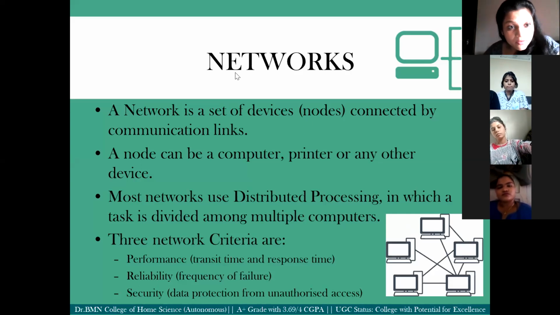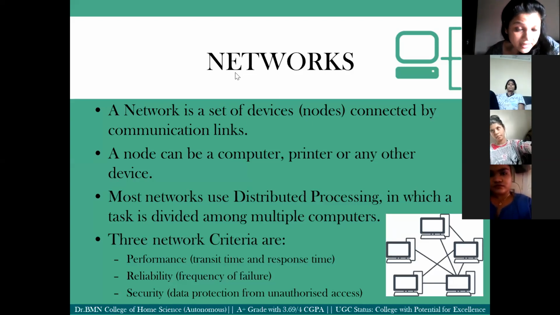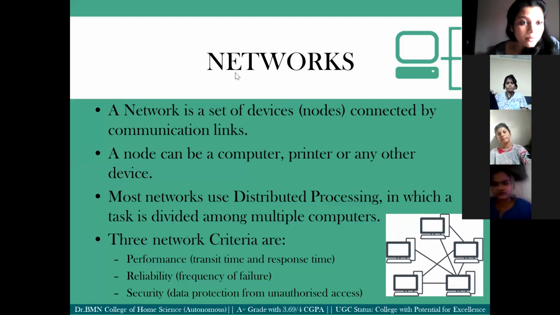These links could be wired communication or wireless communication, anything, wired links or wireless links. When I told you that a network is nothing but a set of devices which are connected by communication links, these devices we term as nodes. A node could be a computer, it could be a printer, it could be any device. It could be you and me also, because we have a network of human beings, right? But when we are talking about a network of devices, these nodes could be a computer, printer, any device, all right.